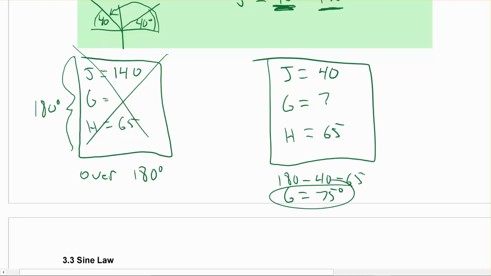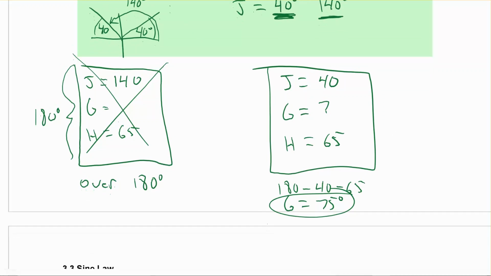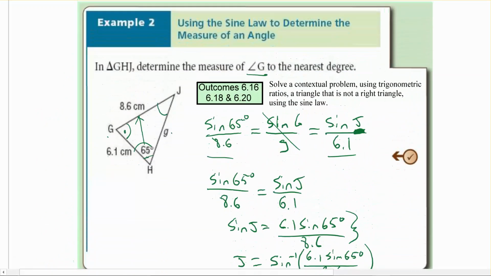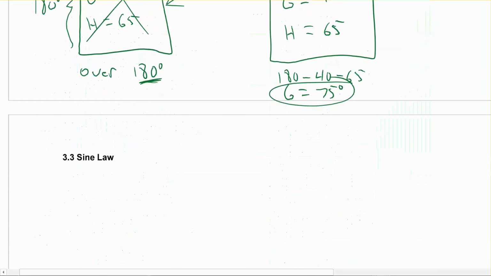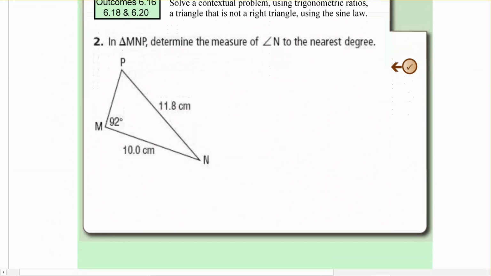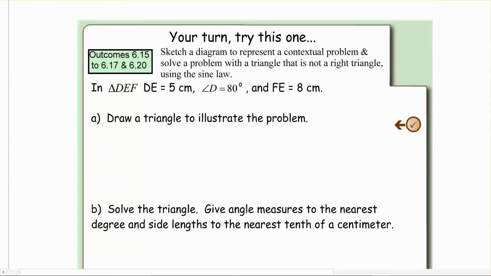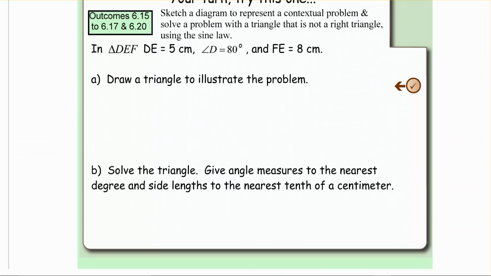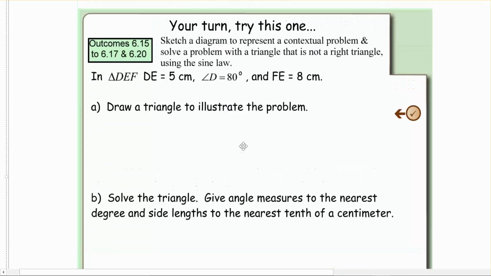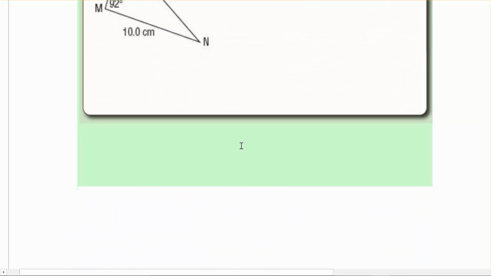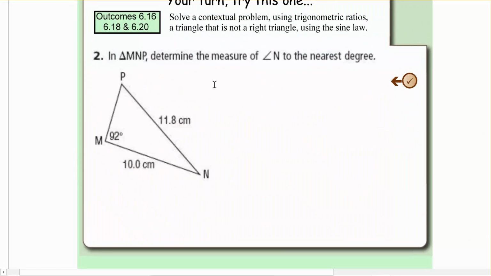So that is my answer. That's the ambiguous part: I was able to rule this one out because it ended up being over 180 degrees. Hopefully that made sense. We're going to work a bit on this too, so if it didn't, we'll work together to get through that. I'm going to let you try both of these ones on your own. So go ahead and do this question now.